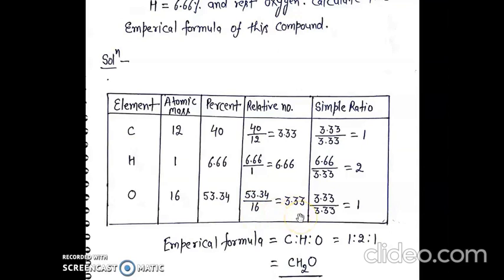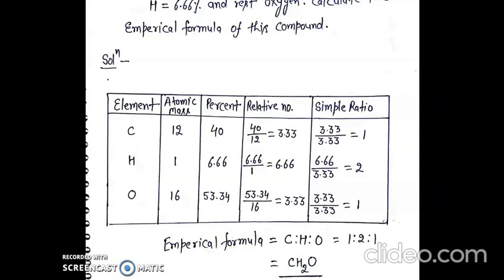And the simple ratio of oxygen can be calculated by the formula: simple ratio is equal to relative number divided by smaller relative number. Here 3.33 is the relative number of oxygen divided by 3.33, the smaller relative number, and we get the simple ratio of oxygen, that is 1.